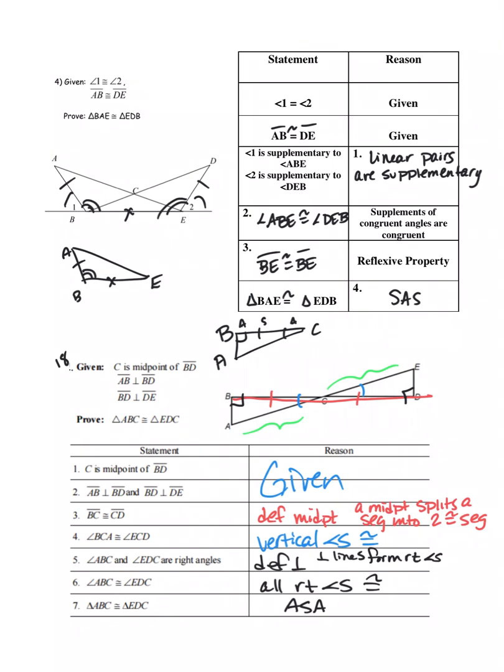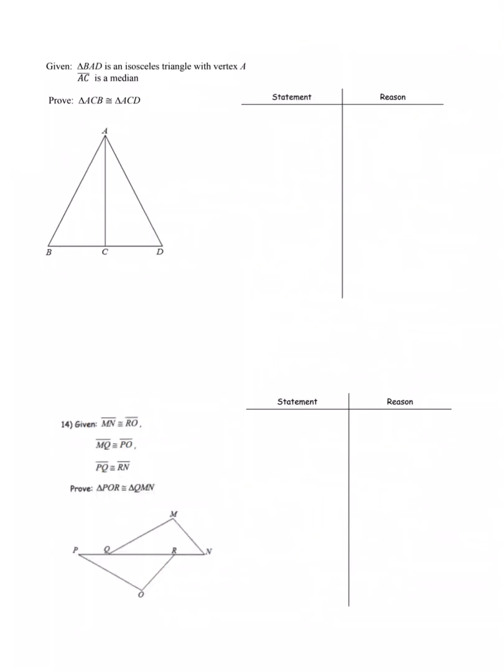All right, let's take a look at number 19. So we have BAD is an isosceles triangle with the vertex at A. That means these are legs, kids. AC is a median, so that means these are going to be split, and we're going to have reflexive. So put the givens. Now I'm just doing this, but you have to write them out.